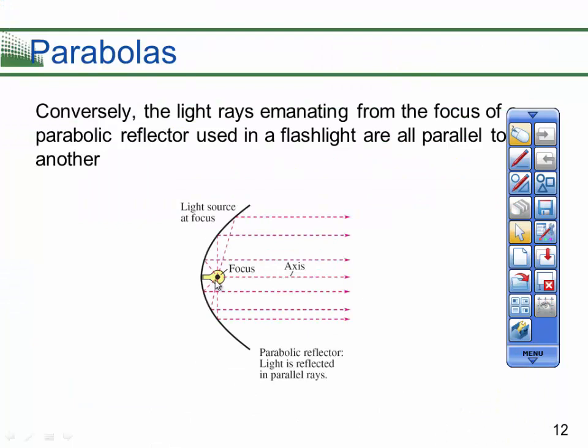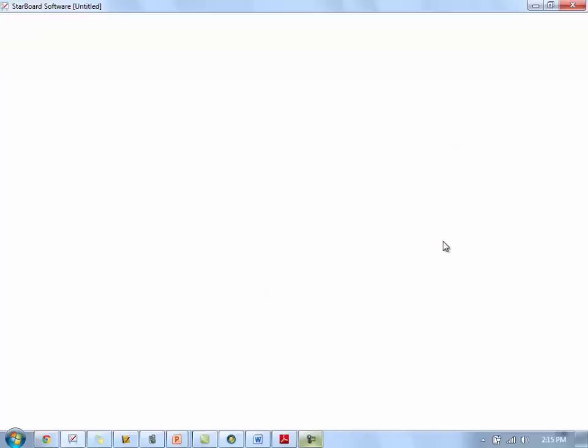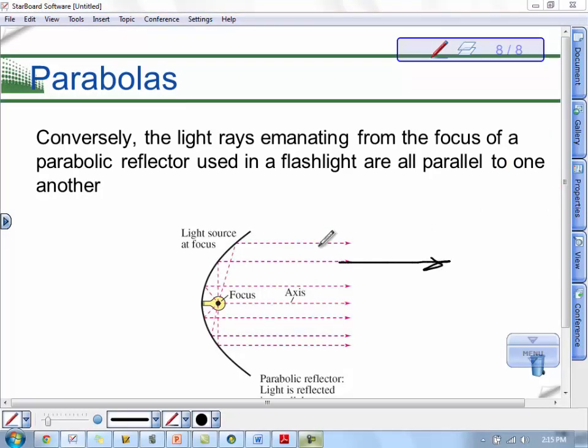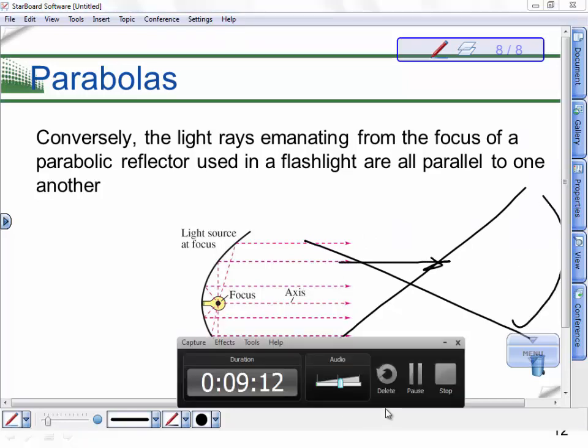Also, a flashlight. If you have a parabolic mirror here and you put the flashlight at the focal point, then all the rays will go parallel, so you can keep the light going. It's not going to focus on one spot. The light will just keep going. Otherwise, you have a beam that spreads out, and as it goes out, you lose intensity of the light.